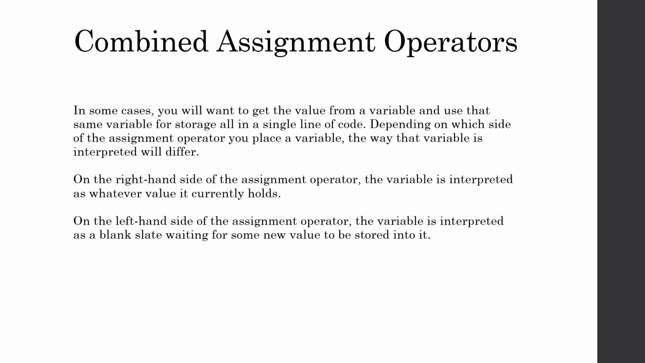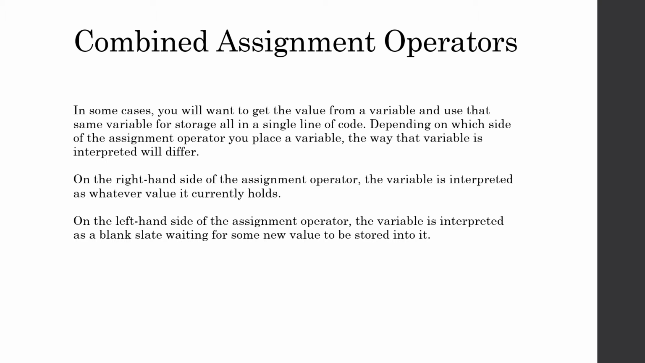So you want to consider a couple of different ways that you might go about doing this. Depending on which side of the assignment operator you place a variable, the way that variable is interpreted will be different. If you have a variable on the right-hand side of the assignment operator, then that variable is going to be interpreted as whatever value it currently holds. We've already seen that before when we did, say, getting the sum of two numbers. We did num1 and num2, which were just interpreted as the values that they held, which were 10 and 5. So we add them together and then store that result into sum.